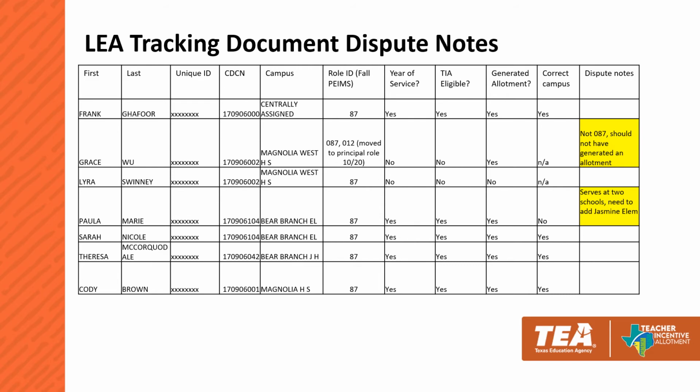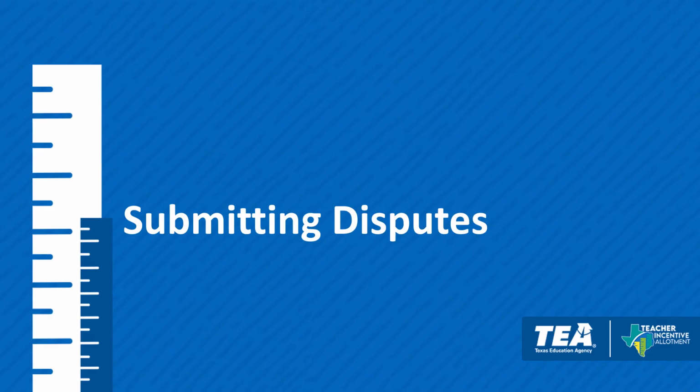And then we have Paula. She serves at 2 campuses, but only 1 appeared in the SCOMS data. So the campus is not correct. We need to make sure that we add that campus in and reprocess her allotment. So we've got some notes here for making disputes. Now we'll look at submitting disputes.